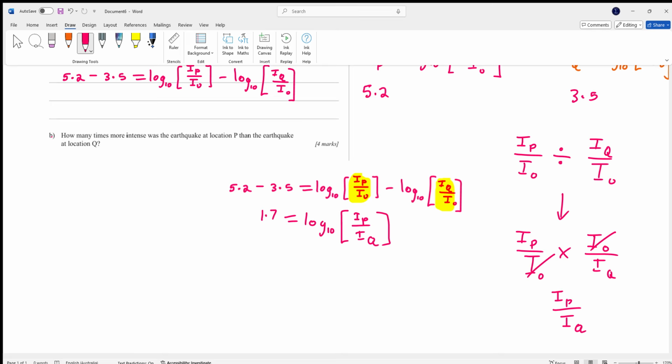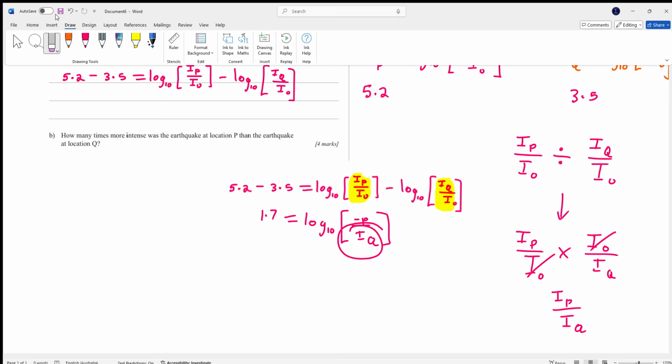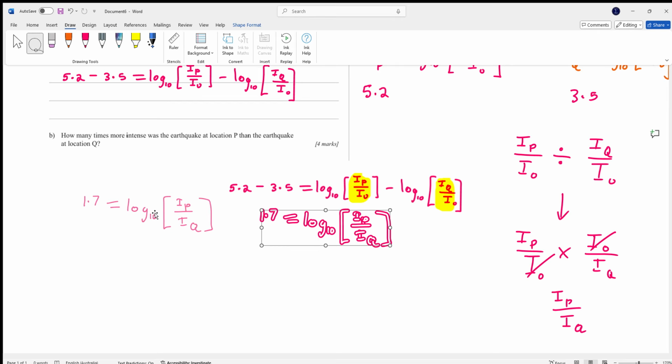Now, question B. How many more times intense was the earthquake at location P than the earthquake at location Q? Well, here we have a difference in the magnitudes. If we rearrange this equation into an exponential, it'll tell us exactly how this intensity compares to this intensity here, which answers question B. So all we've got to do is use bits of this formula and write it in an exponential form.